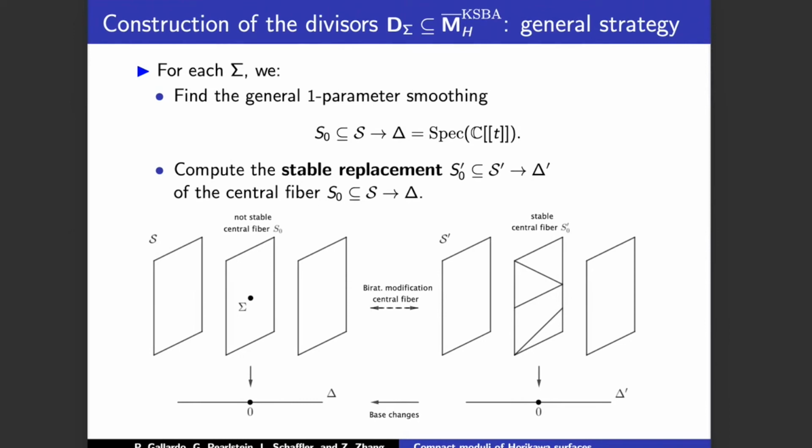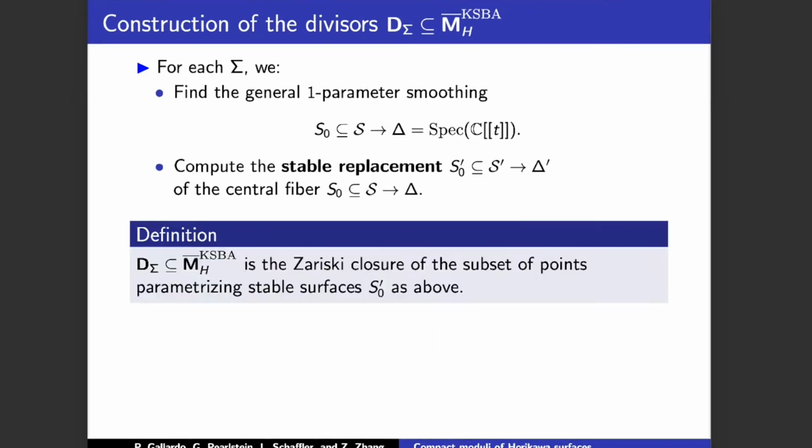So it's going to be a surface parametrized by your KSBA compactification. And this leads us to the definition of the divisor D sigma. The way we define it is as the Zariski closure of the subset of points of MH bar KSBA parametrizing all the possible S0 prime that we produce this way. So you change the one parameter smoothing, you compute the stable replacement, you collect all the S0 primes, and you get yourself your locus D sigma, a closed subset.